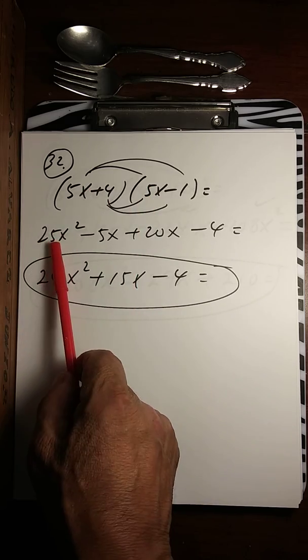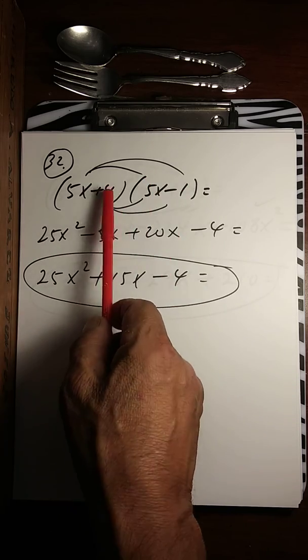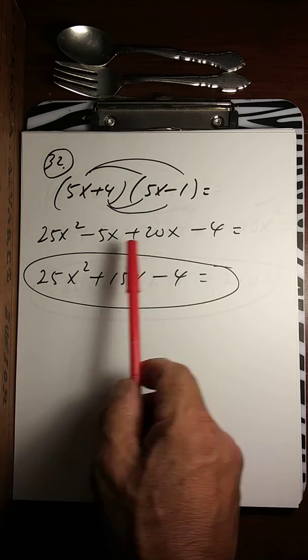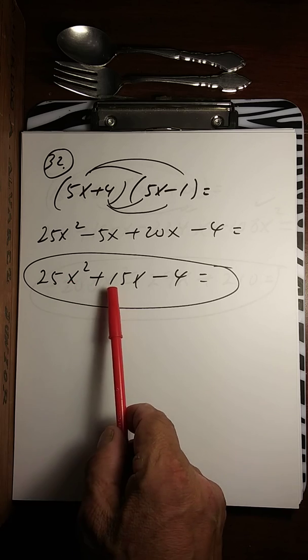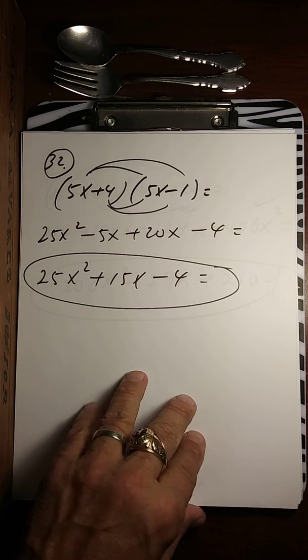5 times that is 25x squared. That turns out is minus 5x. That turns out is 20x. That turns out is negative 4. 25x squared, and this right here is going to give 15x minus 4. So 25x squared plus 15x minus 4.